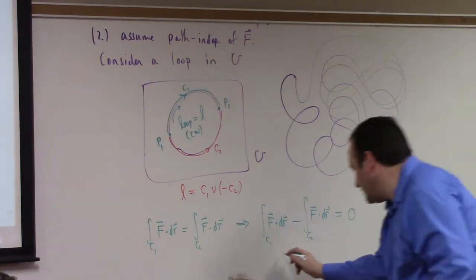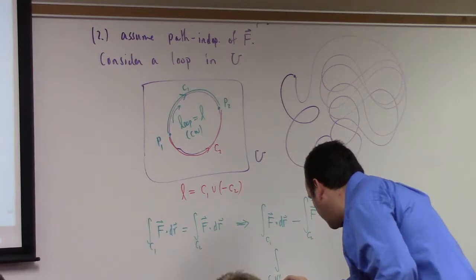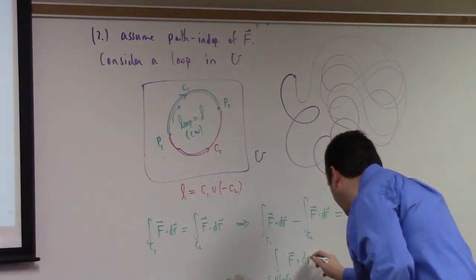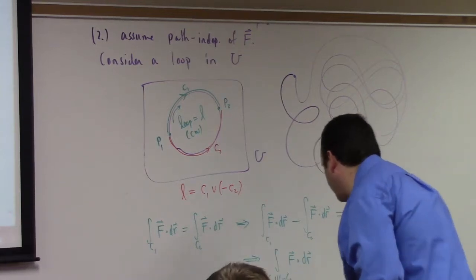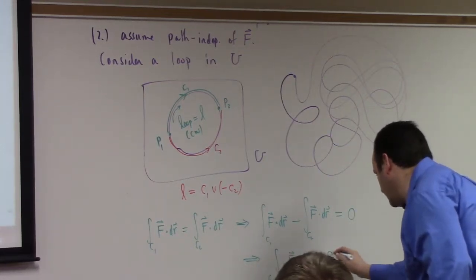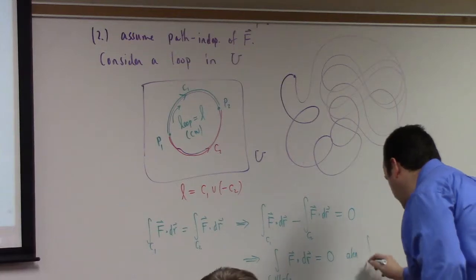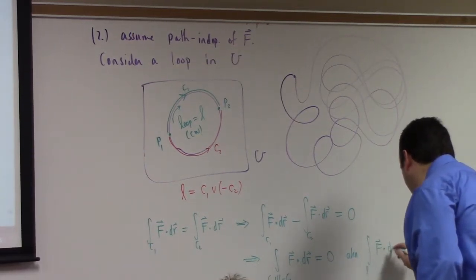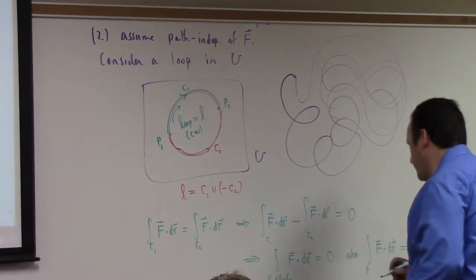But this is the integral over C1 union with minus C2 of f dot dr, right, is equal to 0, aka the integral along the loop of f dot dr is equal to 0. Okay.